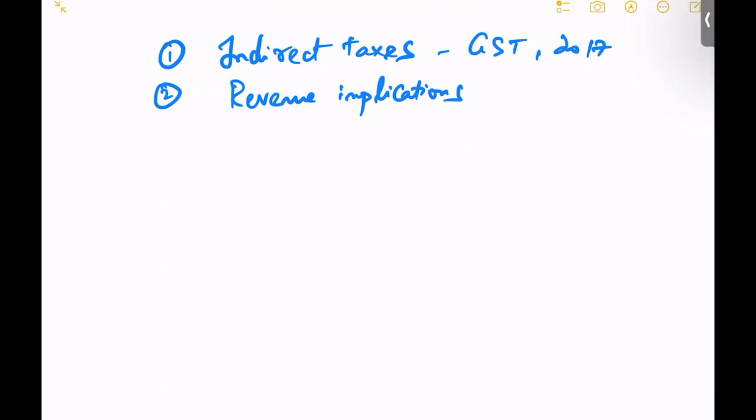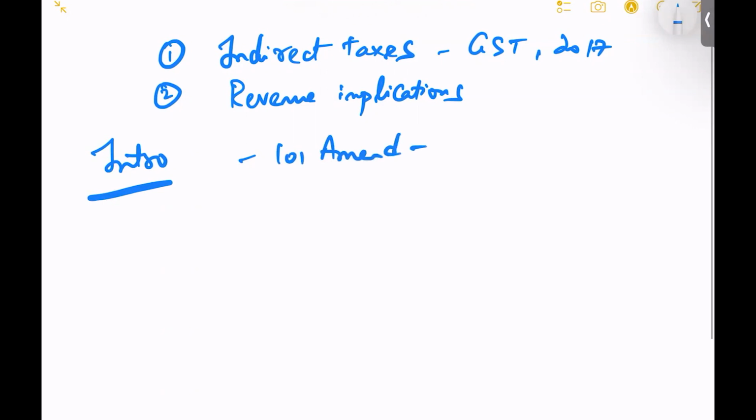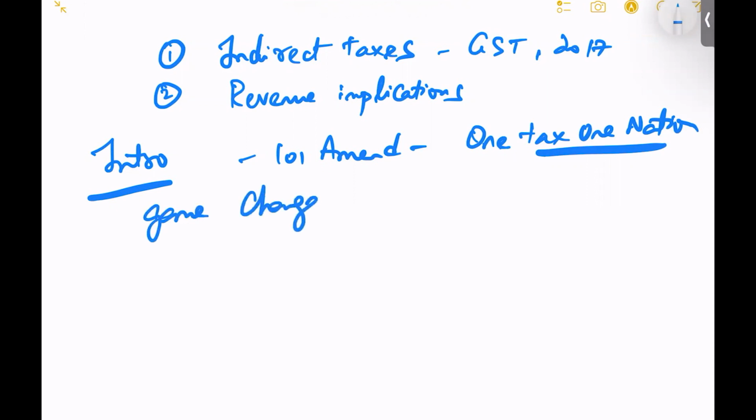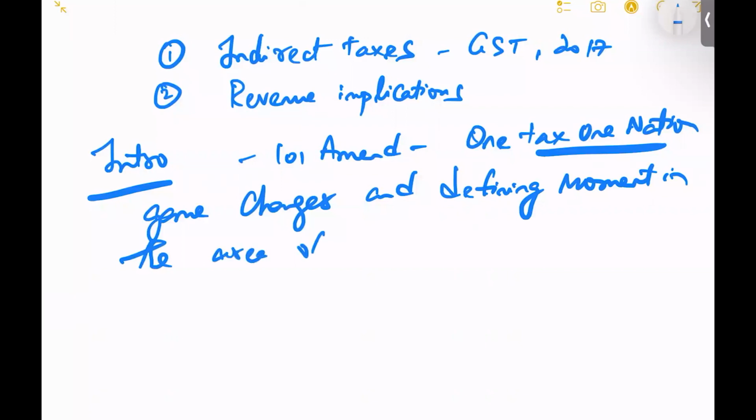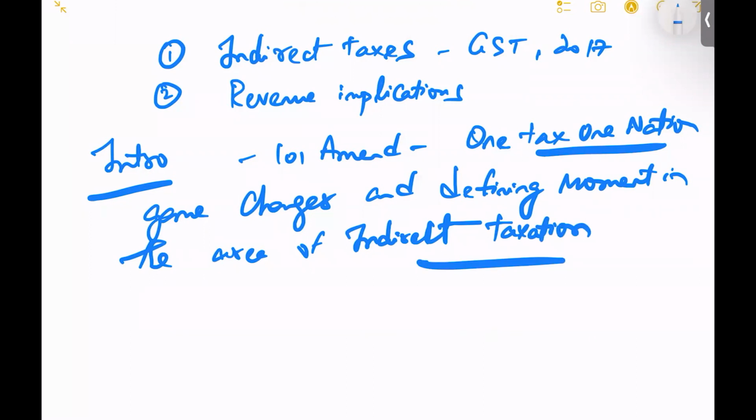So obviously you have to introduce how GST was introduced through the 101st amendment, which was coming with the one tax, one nation slogan, and it has been a game changer and a defining moment in the area of indirect taxation.